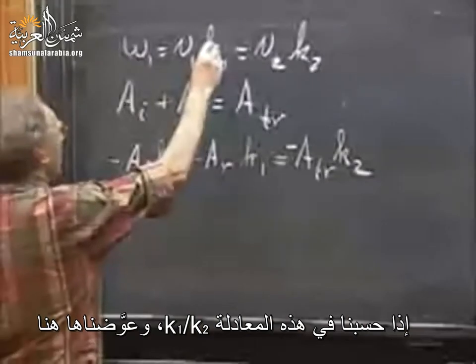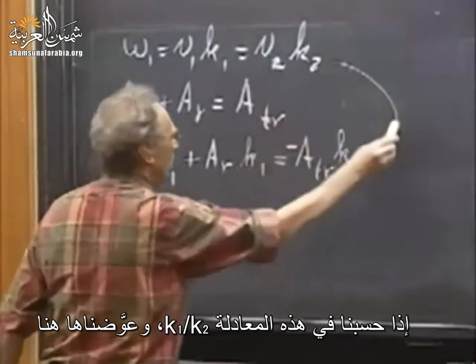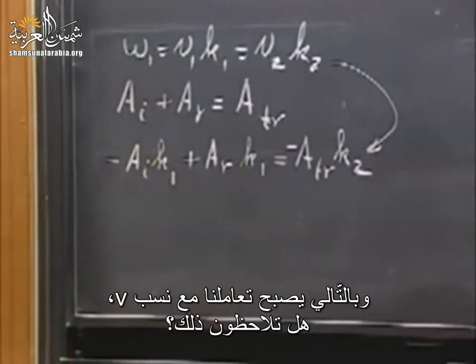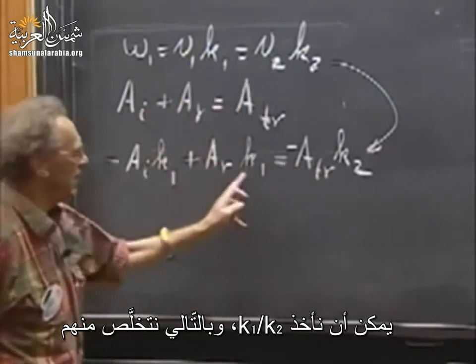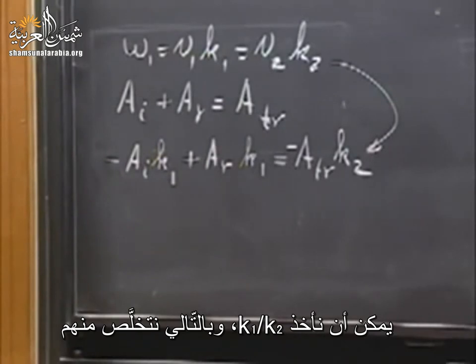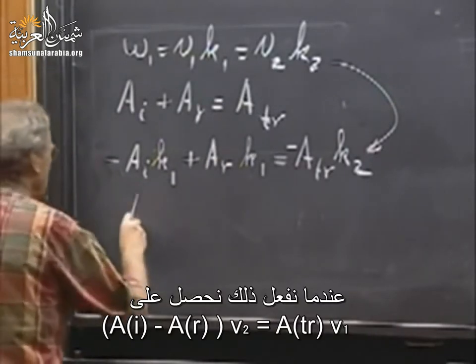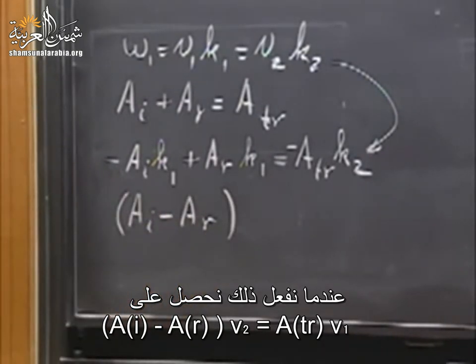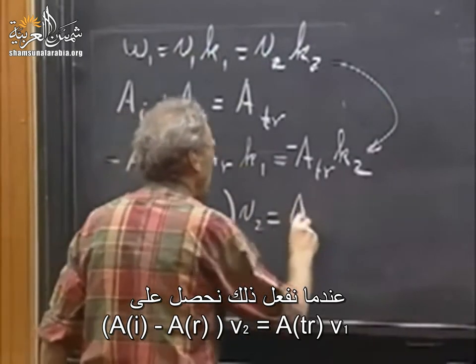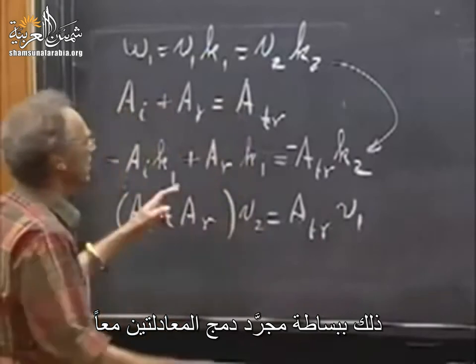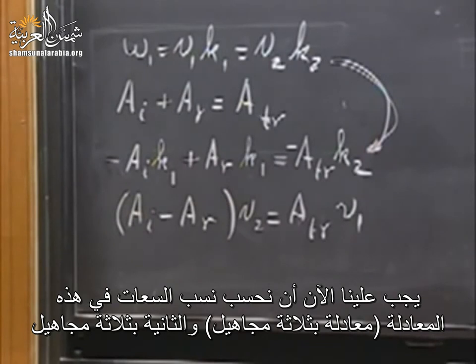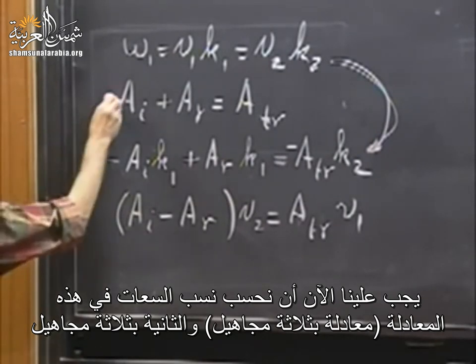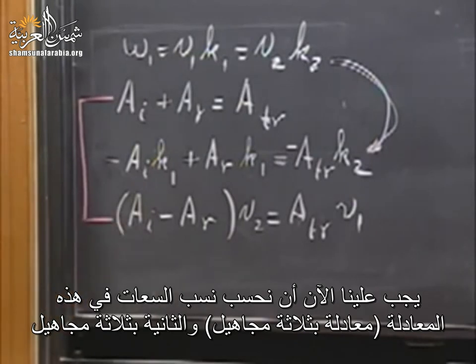If you calculate for this one k1 over k2, and you substitute that in here, then you can replace the k's by the ratios of v's. You see that? So you take k1 divided by k2, and you get rid of your k's. So when you do that, you get A of I minus A of r times v2 equals A transmitted times v1. So that is simply combining these two. And so now all you have to do is calculate the ratios of those amplitudes, for this equation, one equation with three unknowns, and the second equation with three unknowns.